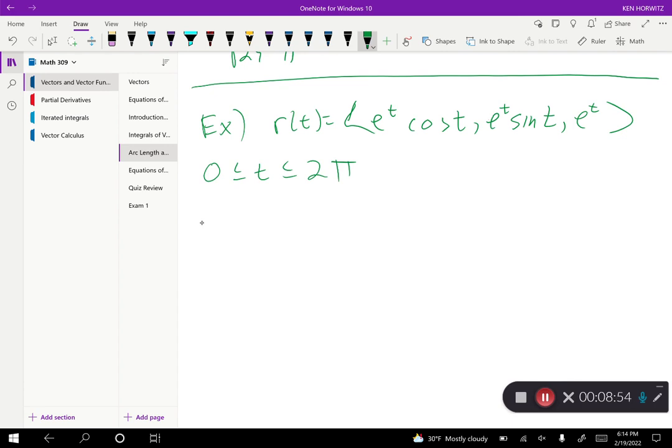So why don't you pause the video, execute the product rule on the first two elements. The third element, derivative of e to the t, is just e to the t. And we'll find r prime on the back end.